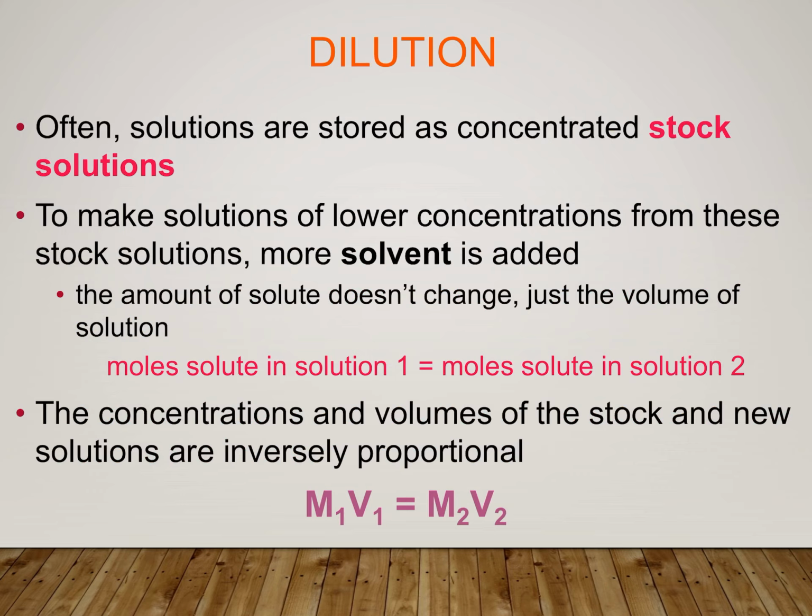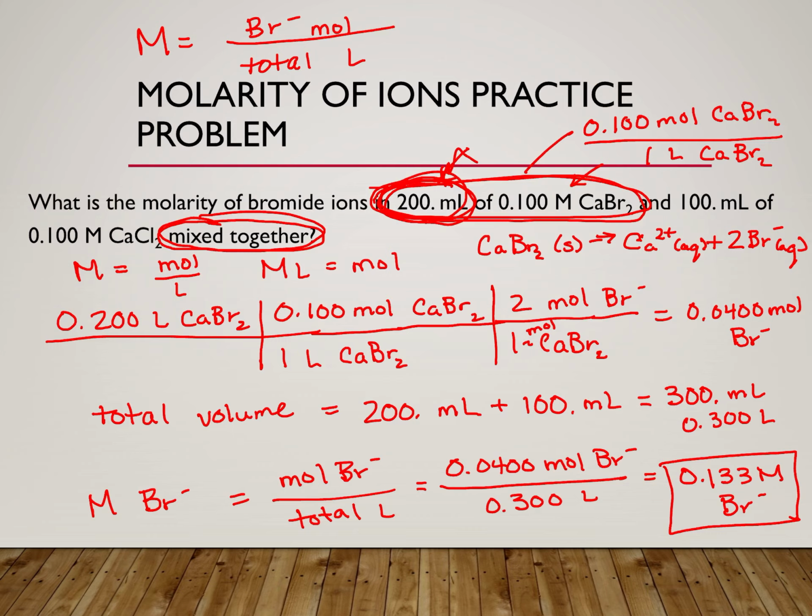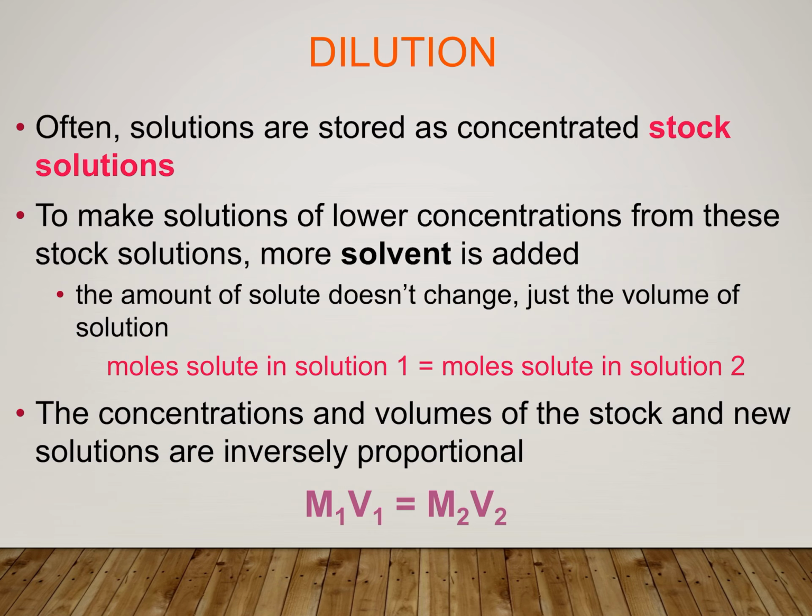And so to make our solutions of lower concentrations from the stock solution, what we're going to do is we just add more solvent, right? We're going to add more water, or add more of whatever solvent we're using. And the key here is that the amount of solute doesn't change, just the volume of solution. So in essence, what we were doing here is we were diluting our bromide ions. It just kind of ended up that what we were adding was another solution rather than just water. Here we would just add water. But the key is that the moles don't change.